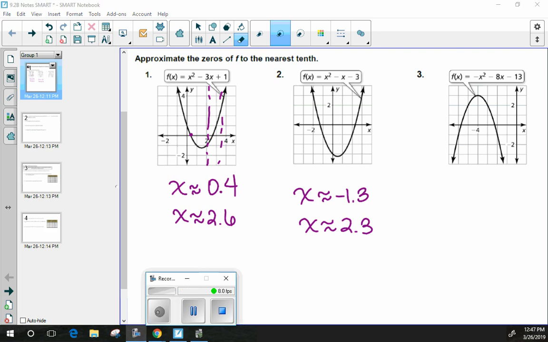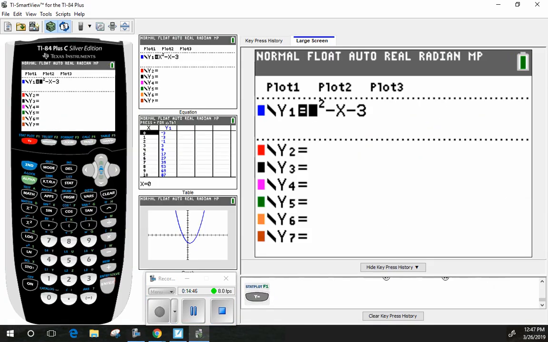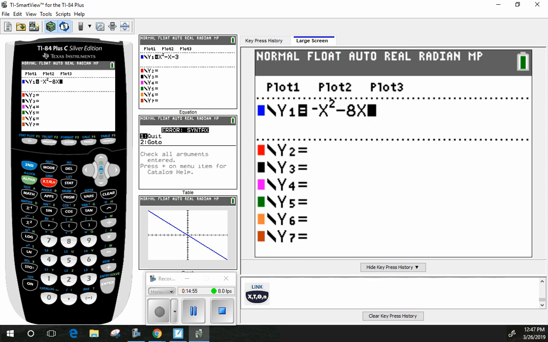So, okay, let's do this last one. Let's go up here really quickly. You've got negative x squared minus 8x. Make sure you use the negative, not the minus. And then what's the last part of that? Minus 13.